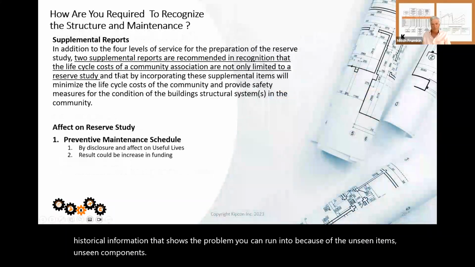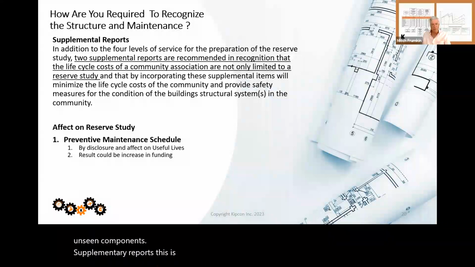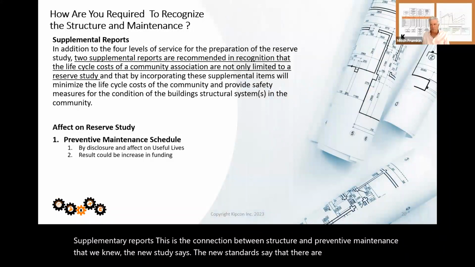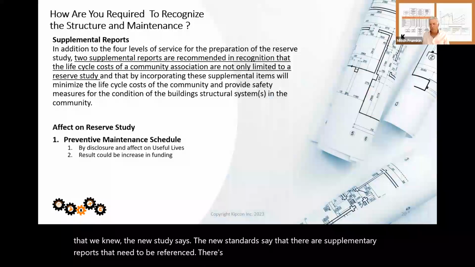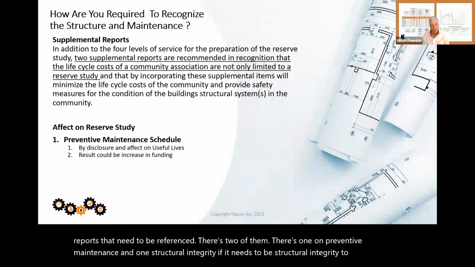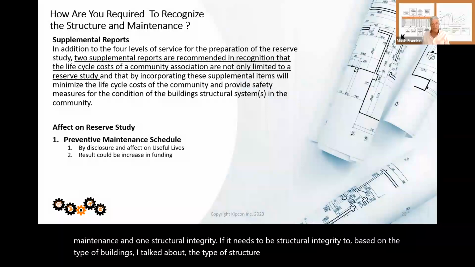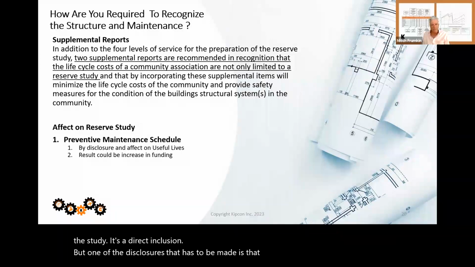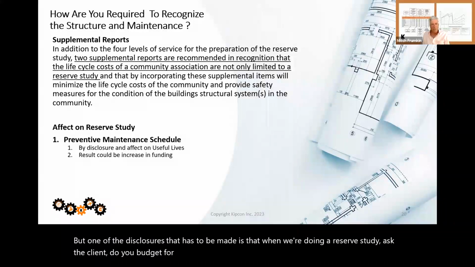All right, supplementary reports. This is the connection between structure and preventive maintenance. The new standards say that there are supplementary reports that need to be referenced. There's two of them. There's one on preventive maintenance and one on structural integrity. If it needs to be structural integrity based on the type of buildings I talked about, the type of structures, the cost of that should be included in the study. It's a direct inclusion. But one of the disclosures that has to be made is that when we're doing a reserve study, ask the client, do you budget for preventive maintenance?